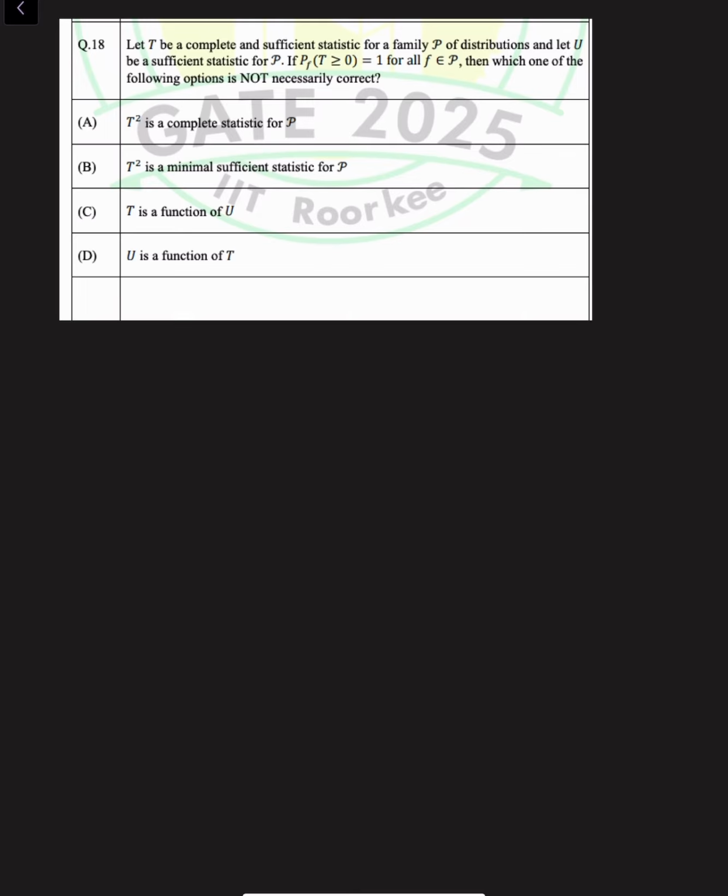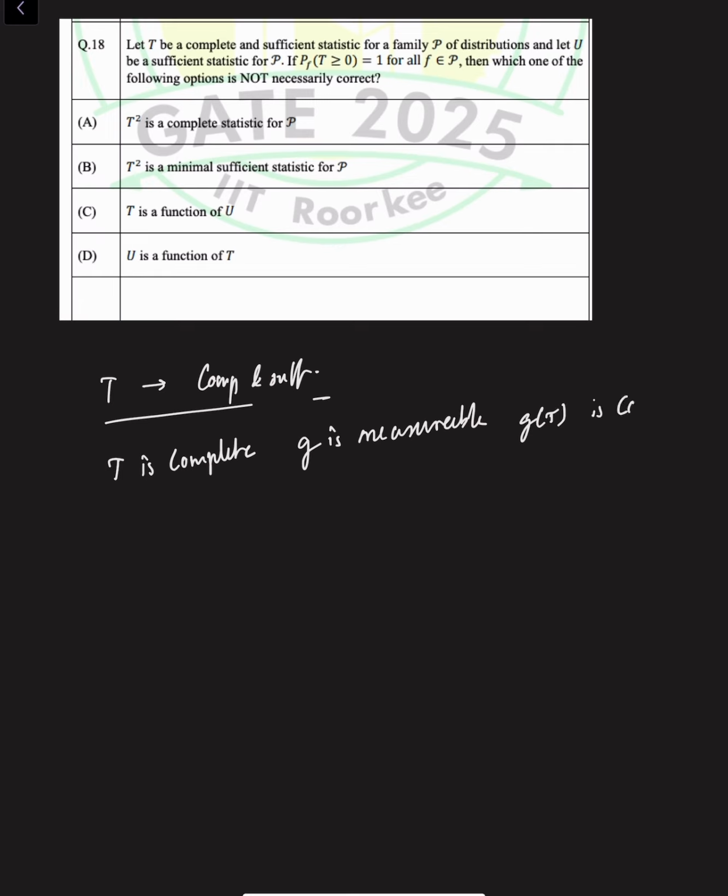So first, we note that T is given as complete and sufficient, so we know that completeness is preserved under measurable functions. Suppose T is complete and g is measurable, then g of T is complete. So if I consider T squared as g of T, with g of T equal to T squared, then that will also be a complete statistic. Therefore option A is a correct statement.